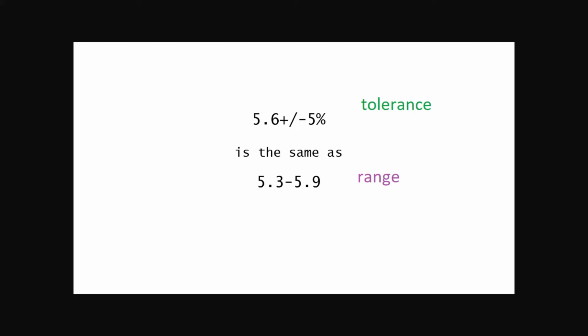5.6 give or take 5% is the same as 5.3 to 5.9. My diodes are within the range, within the tolerance. That's all that was promised me. I was not promised a diode that is 5.6. I could still buy 100 and never get one that's exactly 5.6. So what do I do if I really need it? Well, then you have to look at precision and accuracy, which is our topic for next time.